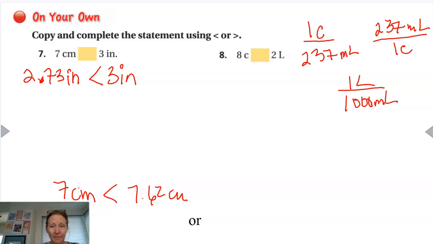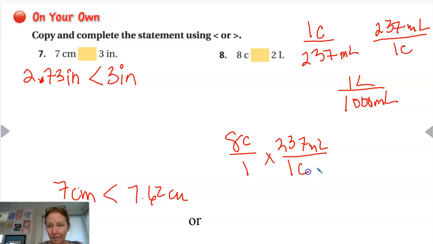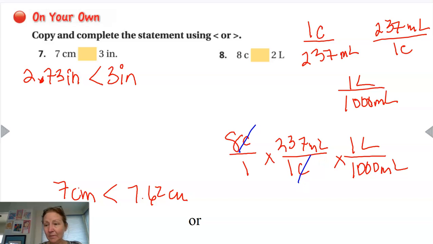All right, so I'm going to change this to liters, 8 cups. So I'm going to do 8 cups over 1 times 237 milliliters over 1 cup times 1 liter over 1,000 milliliters. So the cool part is the cups cancel out, the milliliters cancel out, leaving me with liters.